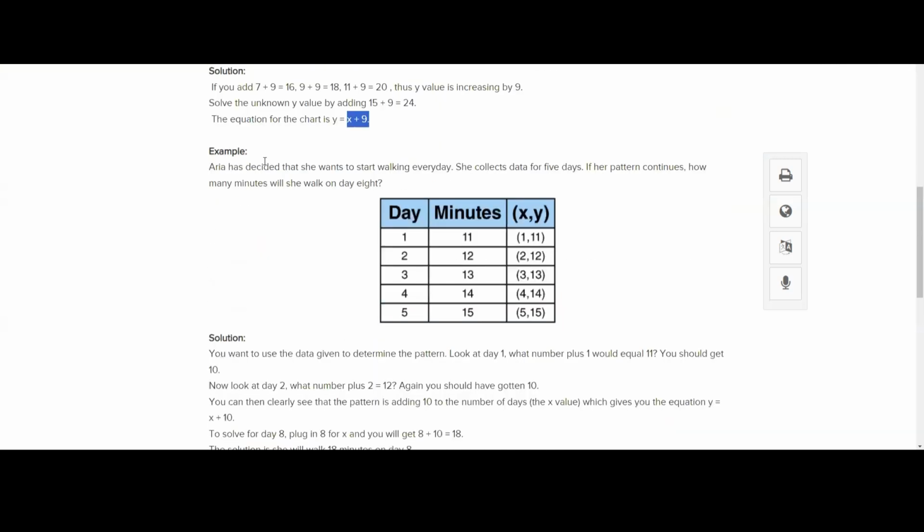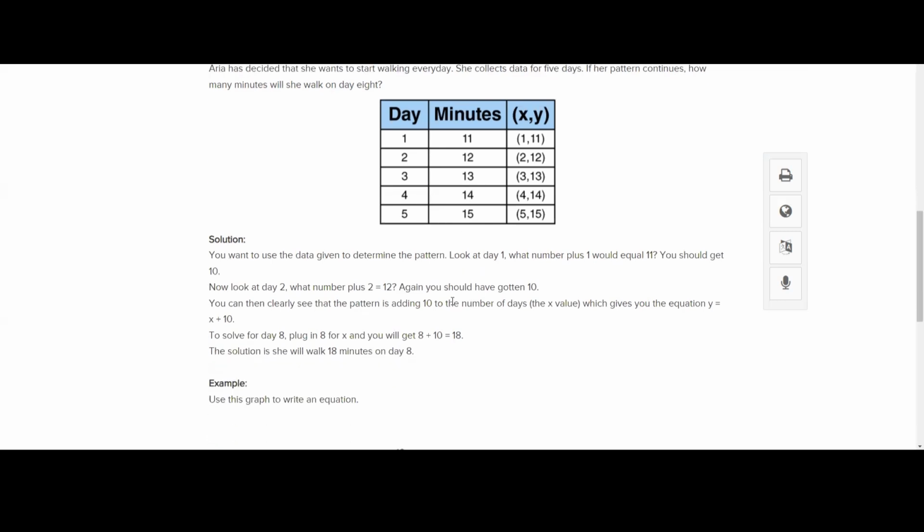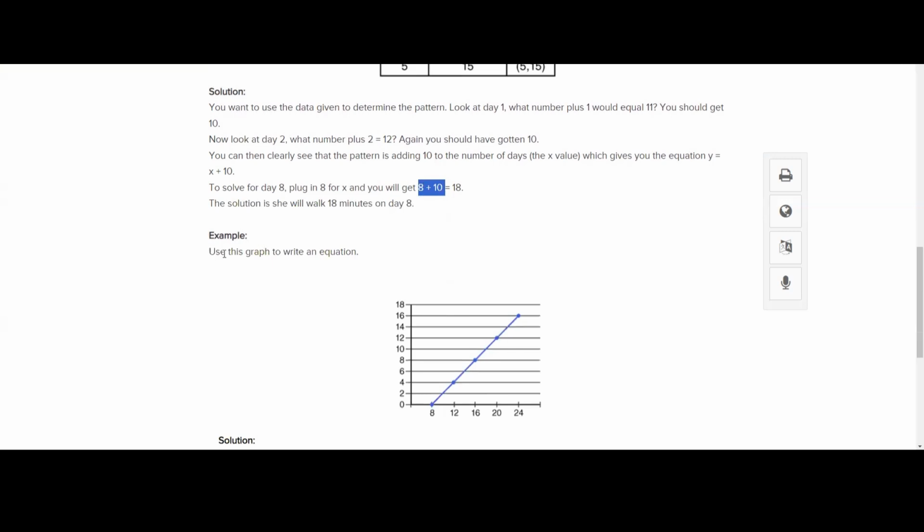Okay. Aria has decided that she wants to start working every day. She collects data for 5 days. If her pattern continues, how many minutes will she work on day 8? So day 1, 11 minutes. Day 2, 12 minutes. Day 3, 13 minutes. Day 4, 14 minutes. Day 5, 15 minutes. So day 8 should be 18 minutes, right? Yes. Good. So what's the equation for this? That is the day plus 10, okay? This x plus 10 is y.